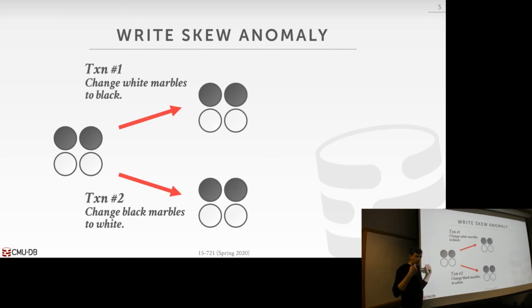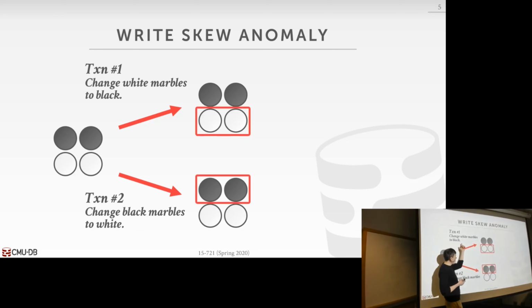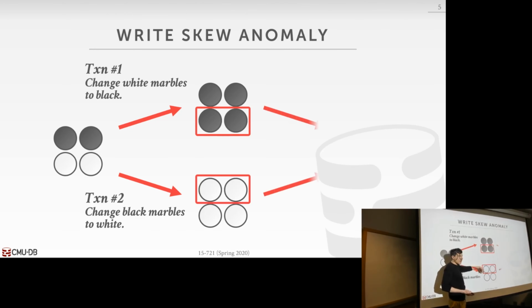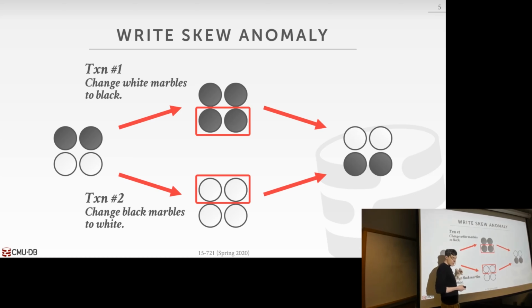And so again, under MVCC, under snapshot isolation, they'll have a consistent snapshot of the database that existed when they started, right? So each of them has two black marbles and two white marbles. So the first guy here is going to switch all the white marbles to black, and the bottom guy wants to switch all the black marbles to white. So they go ahead and do that. There are no write-write conflicts because they updated different things, and then now they commit. Well, what happens? Now we have two white marbles and two black marbles. They essentially just got reversed.